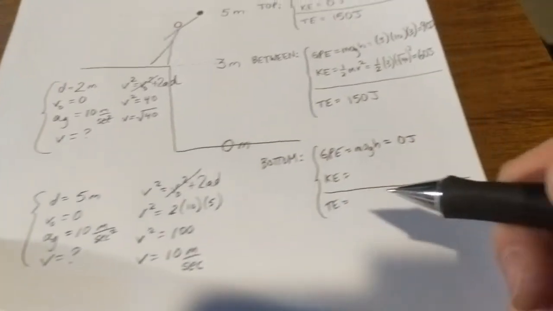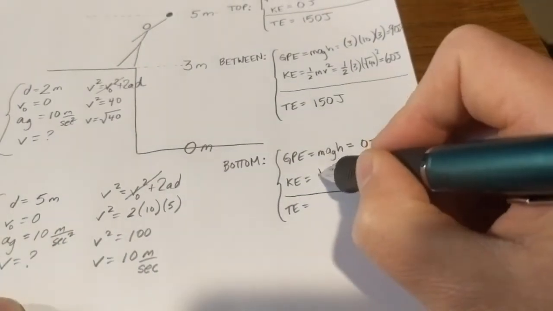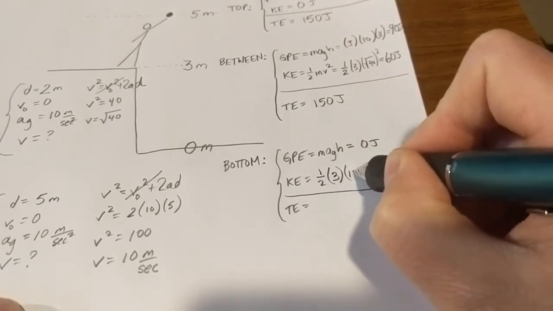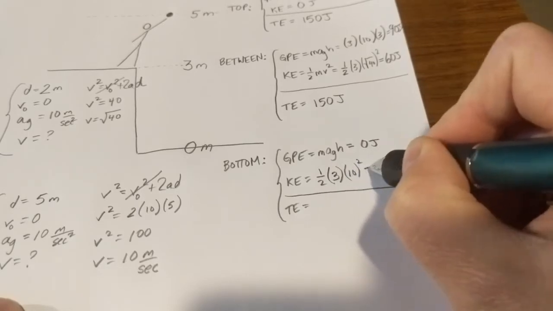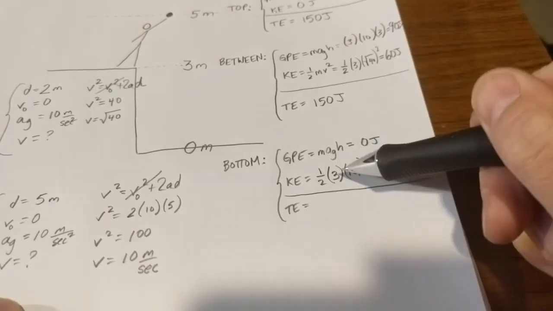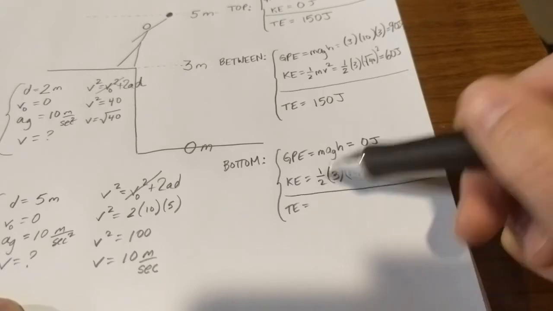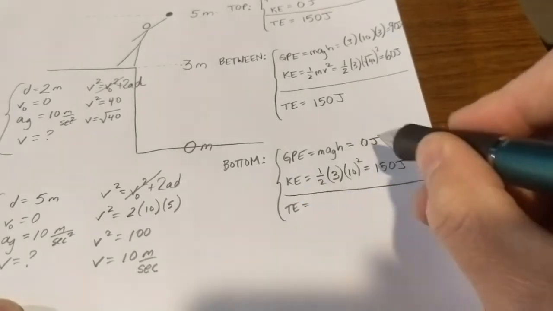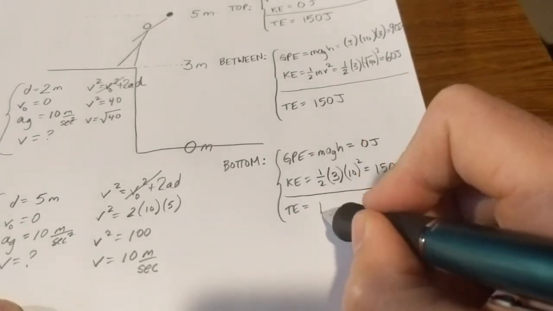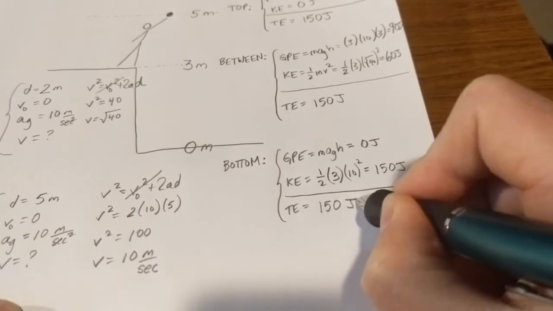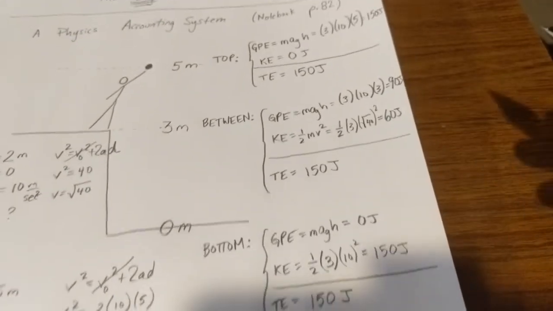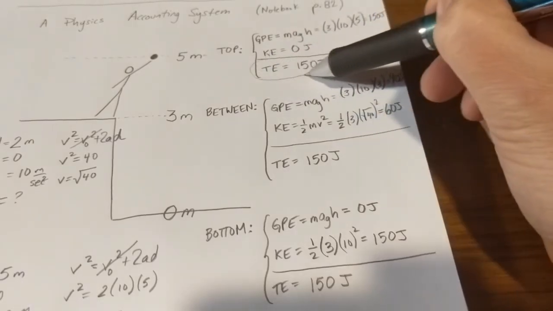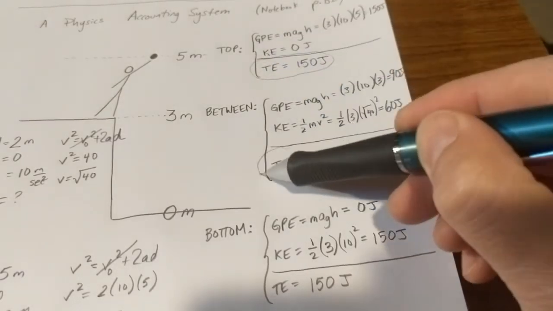That means that its kinetic energy is half times its mass, which was 3 kilograms, times 10 squared. 10 squared is 100, times 3 is 300, cut in half is 150 joules. 0 plus 150 joules means that the total energy at this location is also 150 joules. And the thing to notice here is that at every location, the total energy is the same.